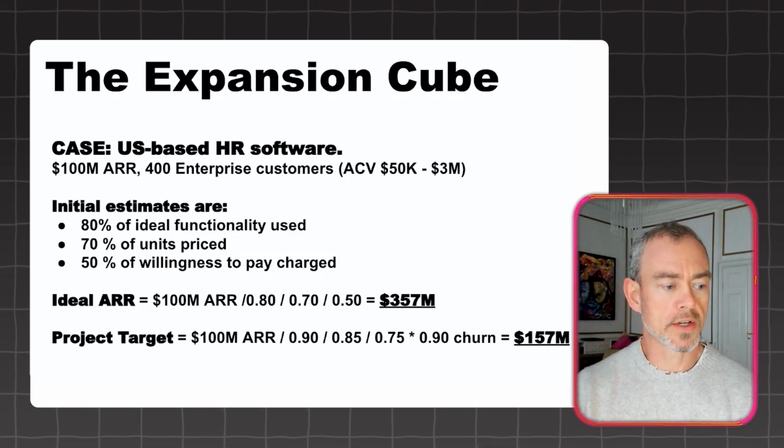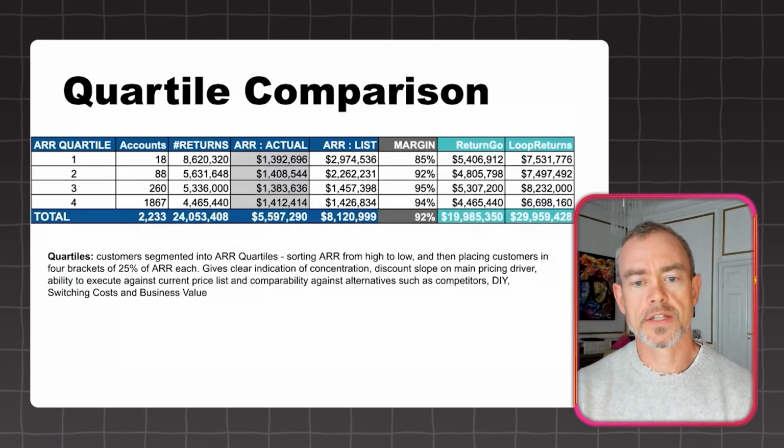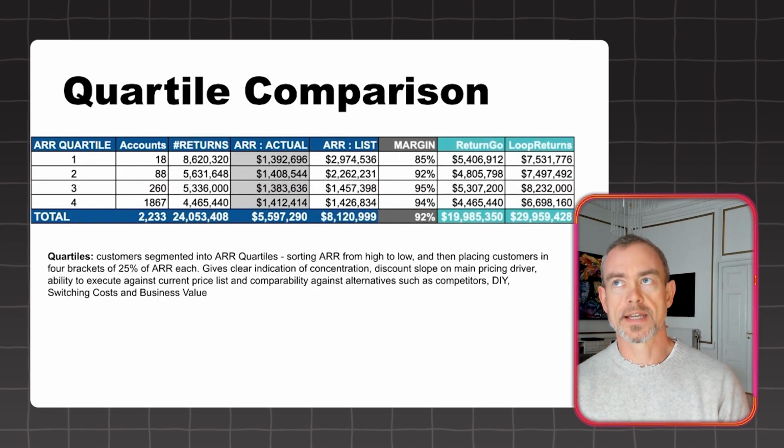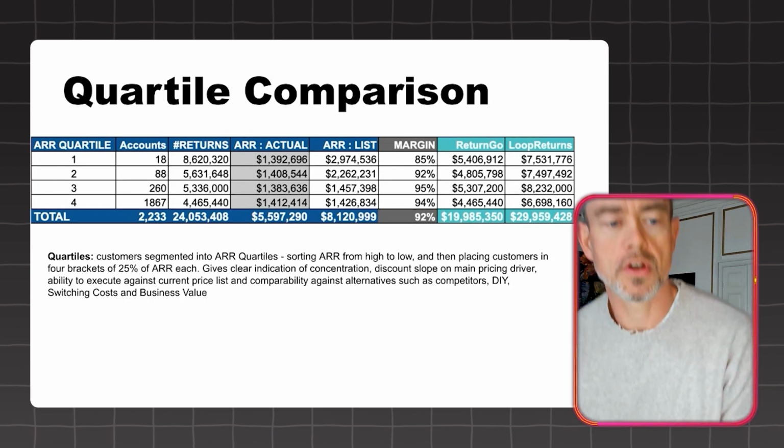From the triangulation point of view, it's trying to look at different spreadsheet segmentation versions of your customers.